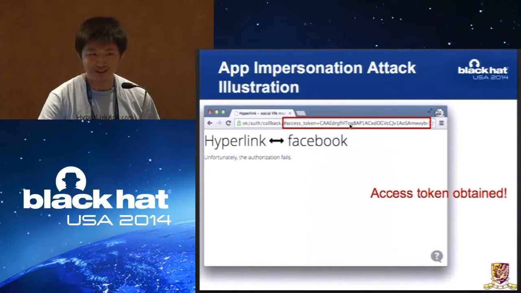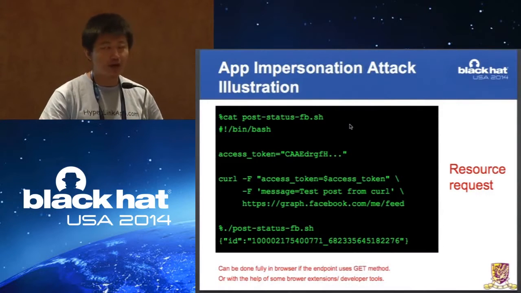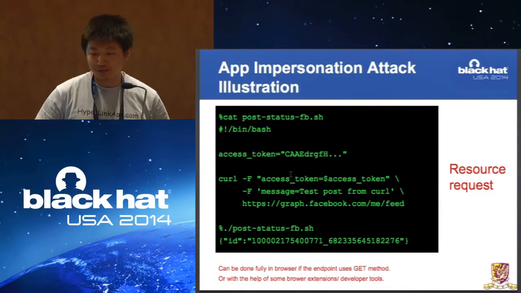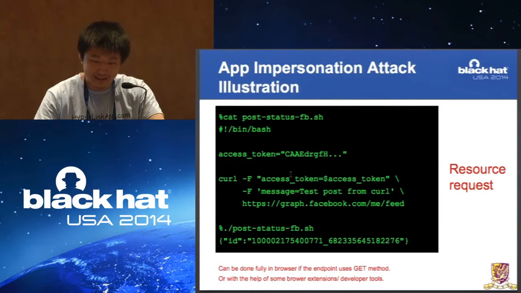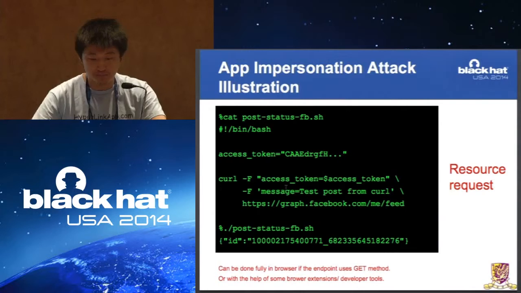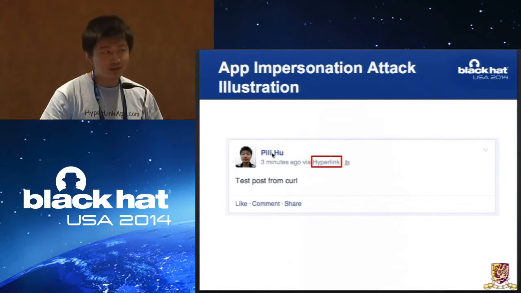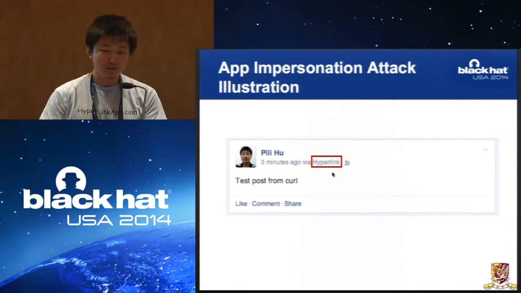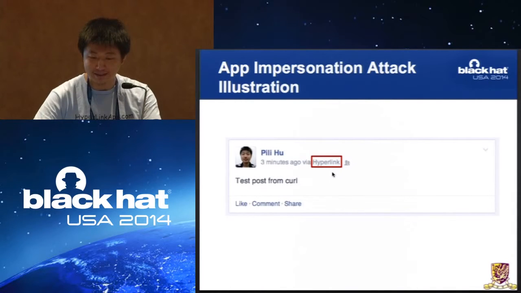So that's really simple. And after getting this access token, you can just request the API endpoint. For example, here I use curl for illustration. But if the endpoint is HTTP GET, you can just do it in your browser very easily. So this actually posts something to Facebook, and here it is. And you see, I posted something via Hyperlink. But during this process, no app secret of Hyperlink is used, so this application is impersonated.